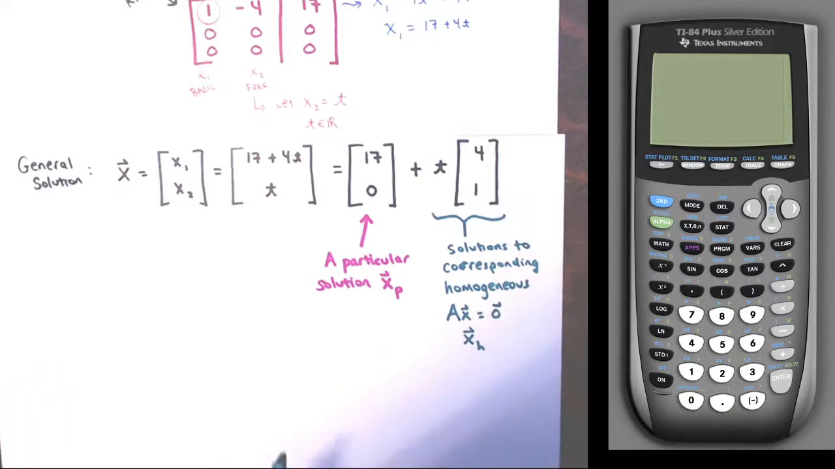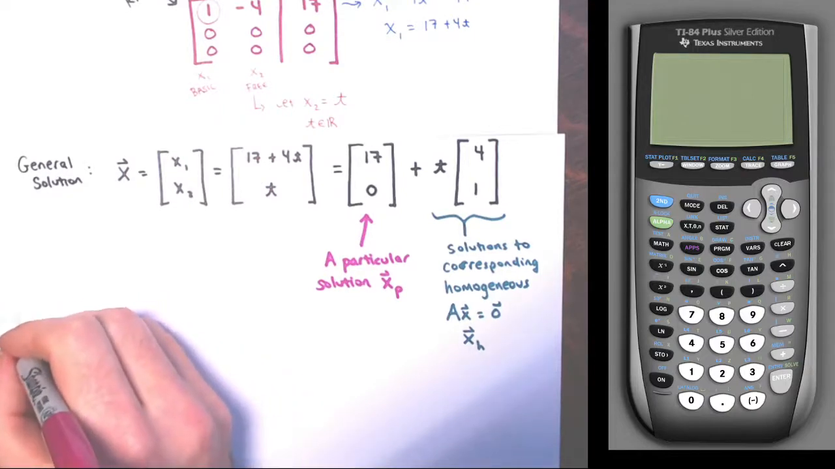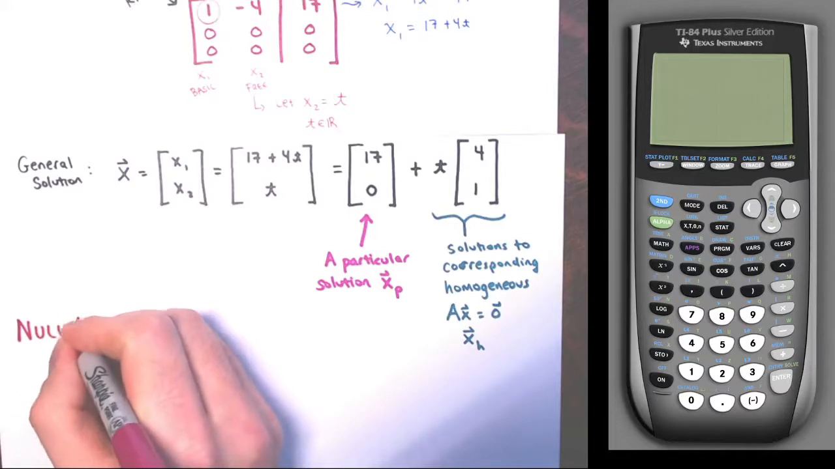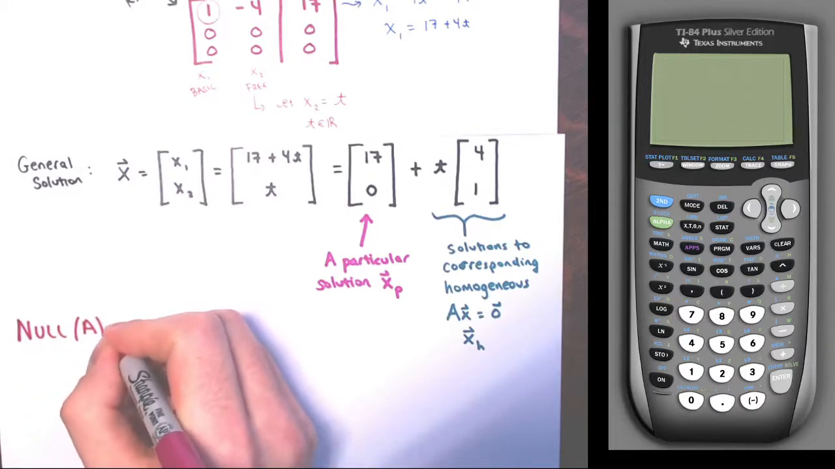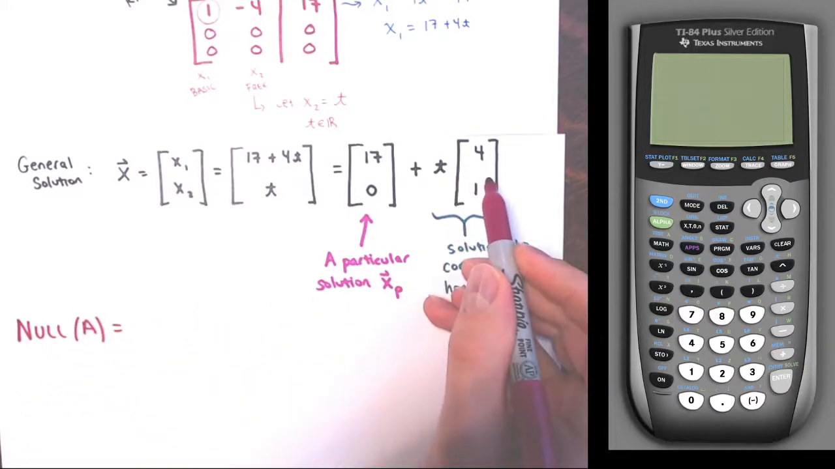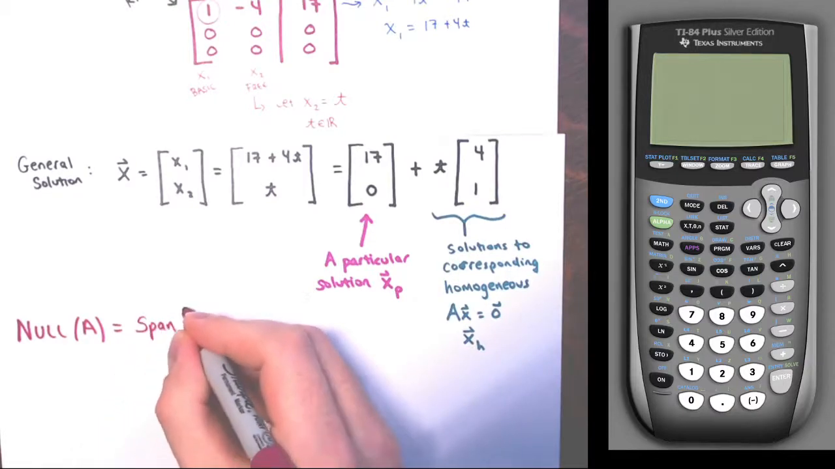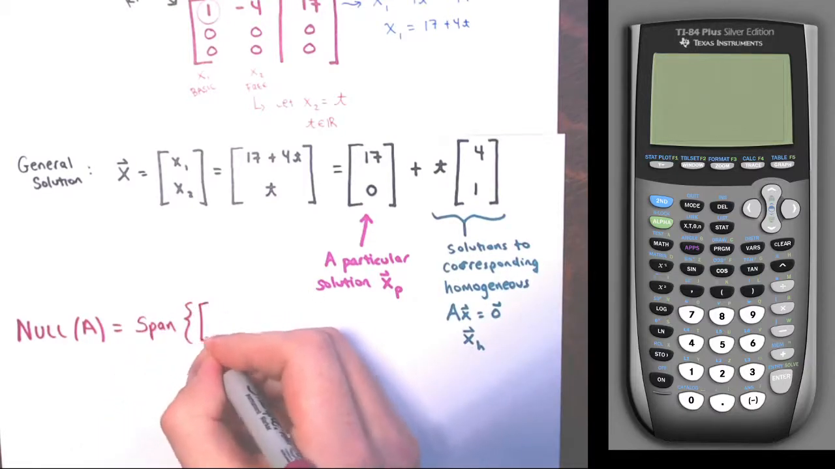Right, so I've got that down. I'll write that over here. So the null space of A, the null space of our matrix, is just any scalar multiple of the vector 4, 1. So it's the span of the set with the vector 4, 1.